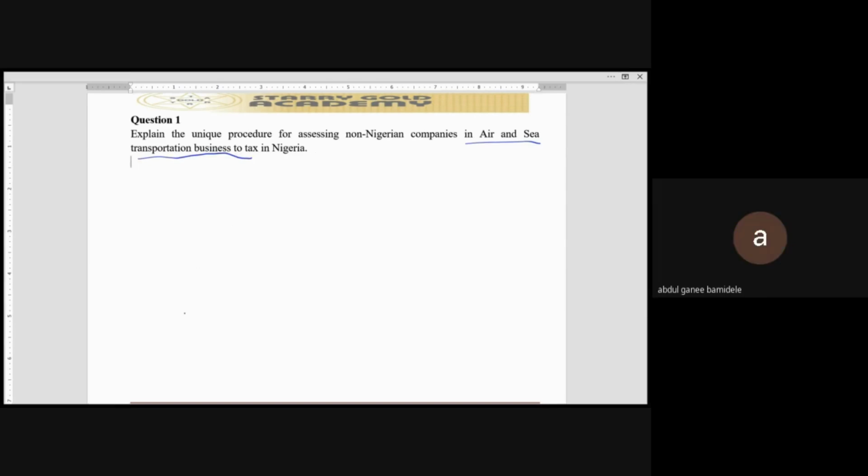Please, if you are not speaking, can you mute your mic, please? Okay, so based on the income they have earned in Nigeria, they will be assessed to tax.